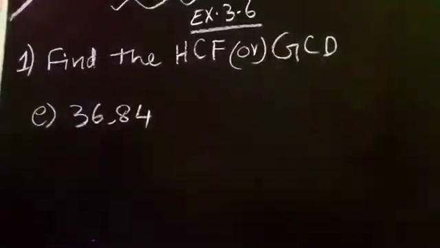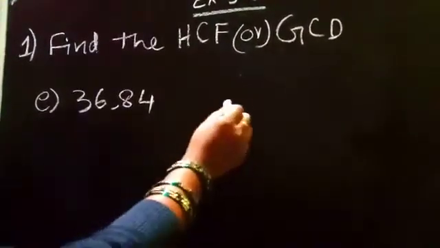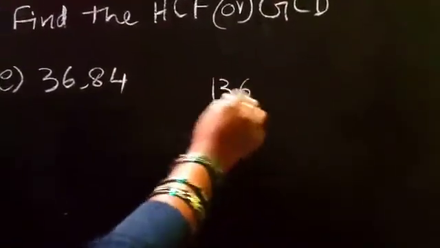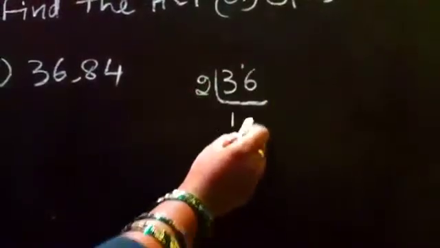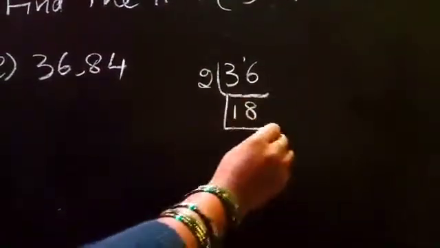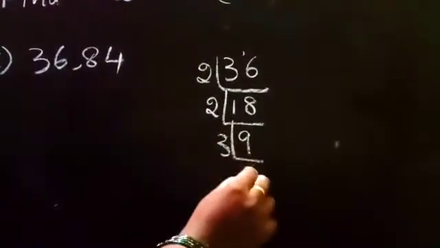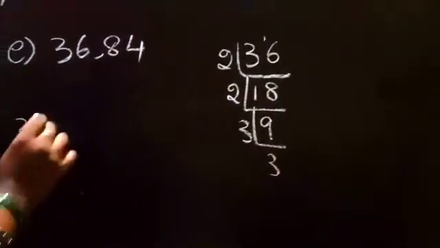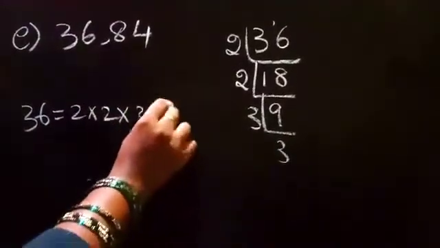D sum is your homework. I will do E sum, that is 36 and 84. Now 36 can be divided by the second table: 1 2s are 2, remaining 1. 8 2s are 16. Again 2 9s are 18. 3 3s are 9. So our 36 can be written as 2 into 2 into 3 into 3.